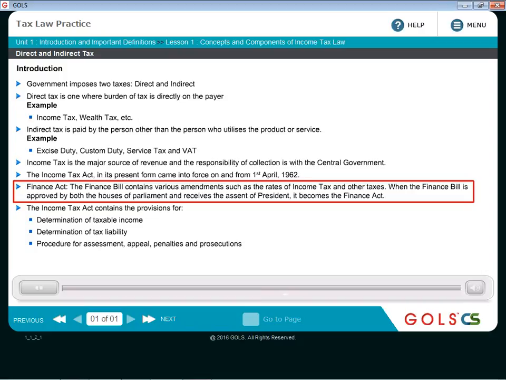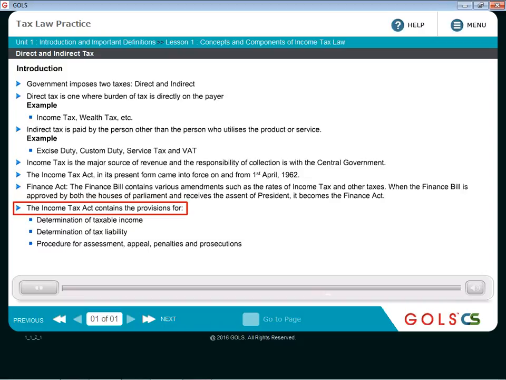Now, the Finance Bill contains various amendments such as the rates of income tax, the rates of other taxes like surcharge and education cess, and various other provisions in connection with application and implementation of income tax rules. When this Finance Bill is approved by both the houses of Parliament and receives the assent of the President, then it becomes the Finance Act. And once a Finance Bill becomes a Finance Act, it is applicable for a particular financial year.